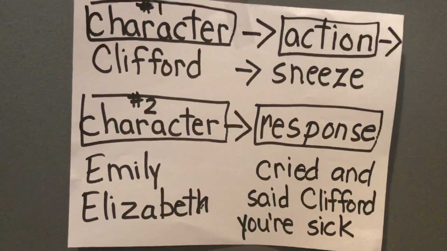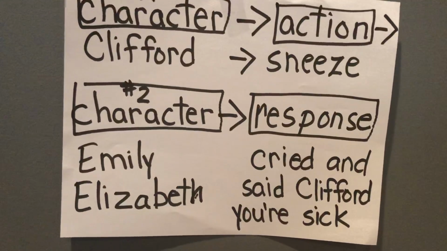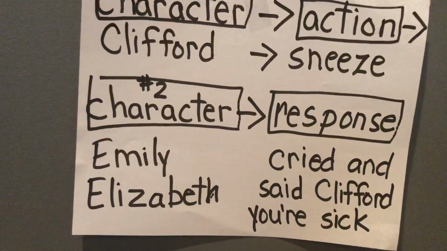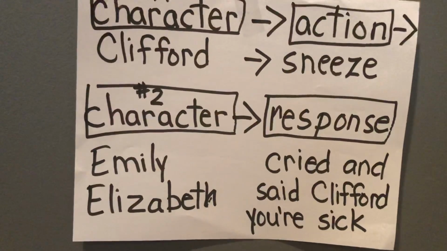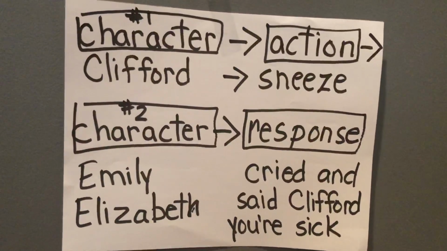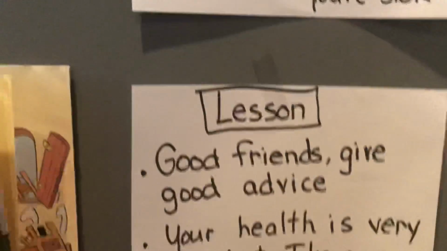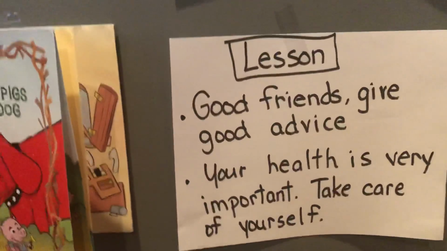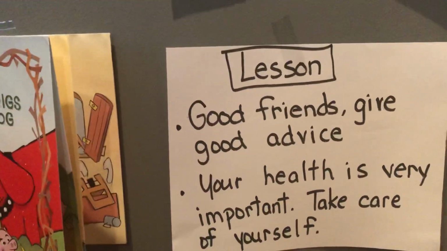Again, you write one character and what they did, and then you write down the second character and how they responded to the first character's actions, okay? And then once you fill out your chart, and it could look just like this, then you're going to write lessons. Now, I would come up with at least about two different ideas, okay?